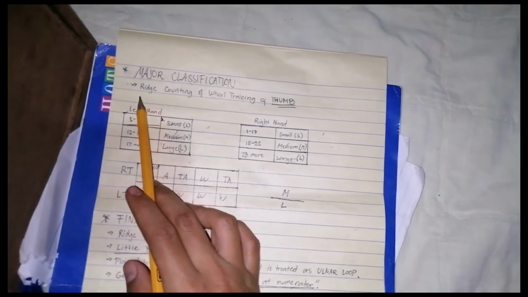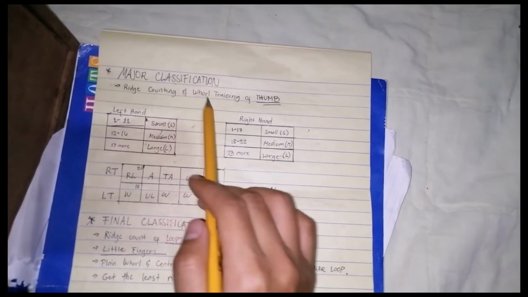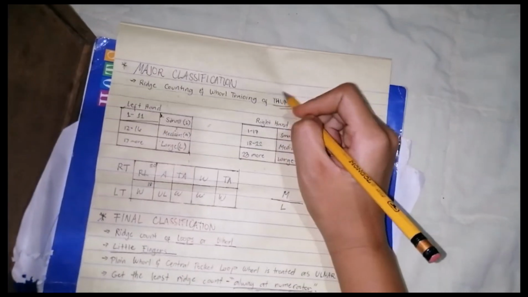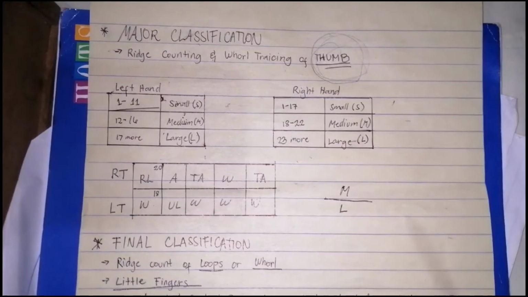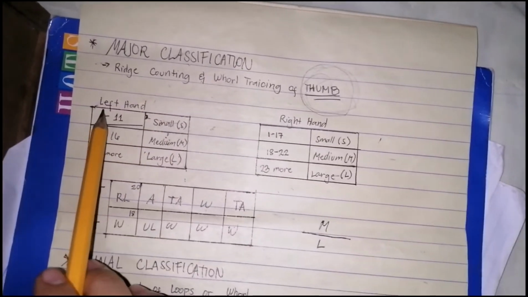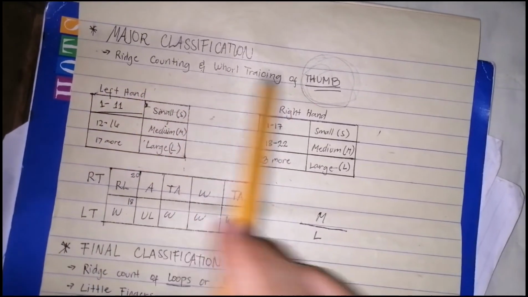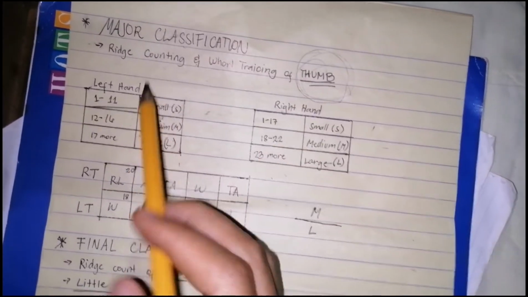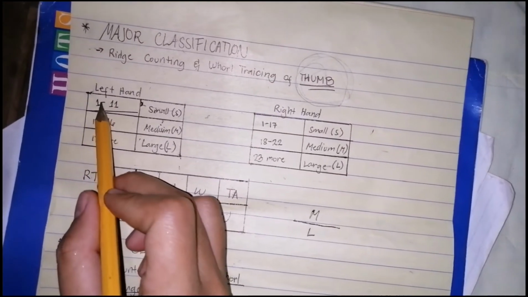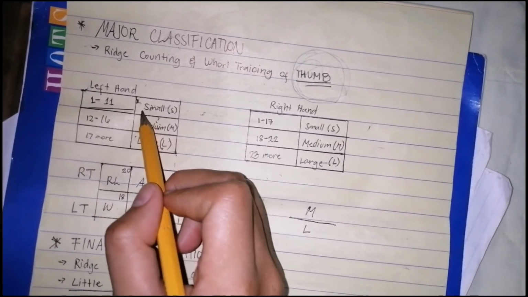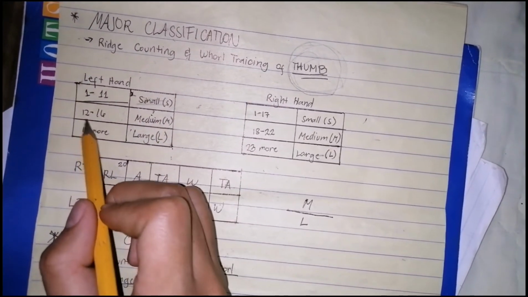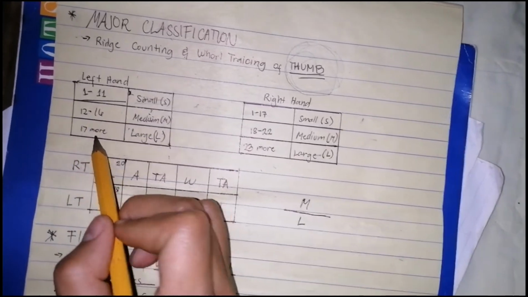In the major classification, we are focusing on the ridge count and whirl tracing of the thumb. It only focuses on the thumb. The major classification has a chart for the left hand and the right hand. The left hand consists of 1 to 11 ridge count, which symbolizes small. Then 12 to 16 is medium. 17 or more is large.